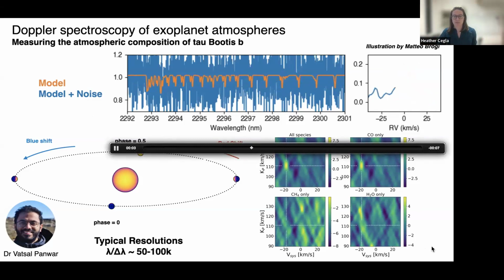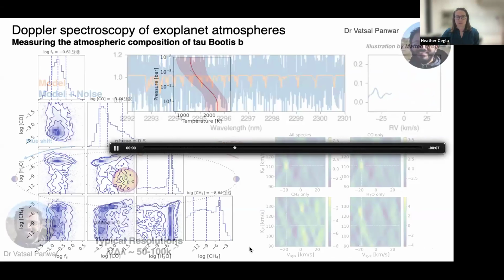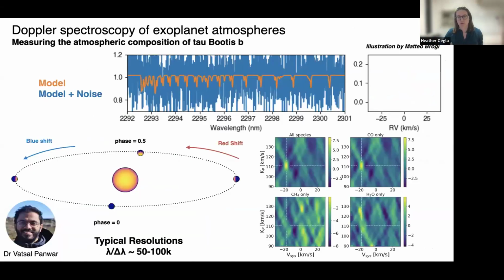In the bottom right are some of the results in the traditional way of showing them: your Kp, which is the amplitude of your planet's velocity, plotted versus the Vsys, which is your systemic velocity. Basically, if you see a nice little bright blob here, it shows that we've probably got a detection. So we don't really detect methane, we do detect carbon monoxide, and there's a tentative detection of water.